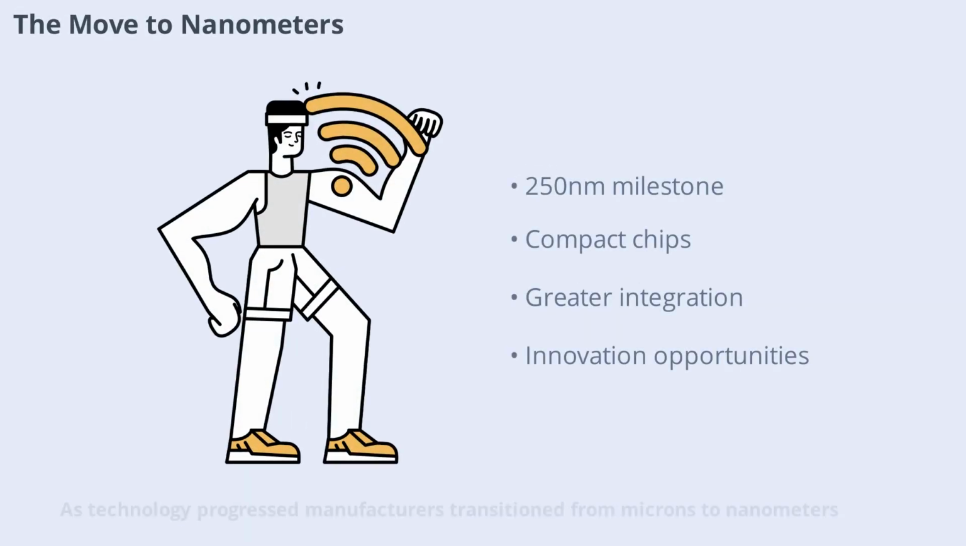As technology progressed, manufacturers transitioned from microns to nanometers. The 250 nm node marked a significant milestone, enabling more compact and powerful chips. This shift allowed for greater integration, making devices smaller and more capable. The industry's focus on nanometer nodes continues today, with each step bringing new challenges and opportunities for innovation.